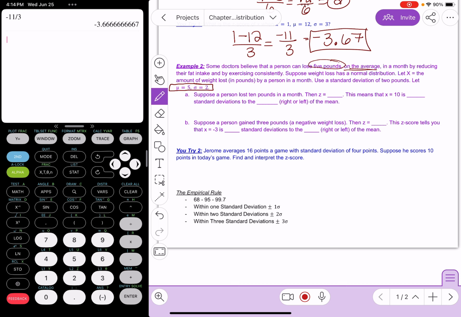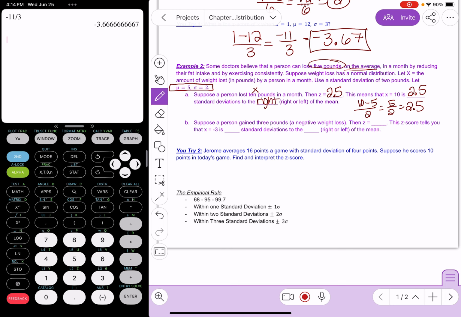Suppose a person loses 10 pounds in a month. That tells us x is 10. Z equals, so we're going to do 10 minus 5 divided by 2. So 10 minus 5 is 5. 5 divided by 2 is 2.5. So z equals 2.5. And when we're interpreting that, that means we are 2.5 standard deviations above, which is to the right of the mean. So any positive one is to the right of the mean.